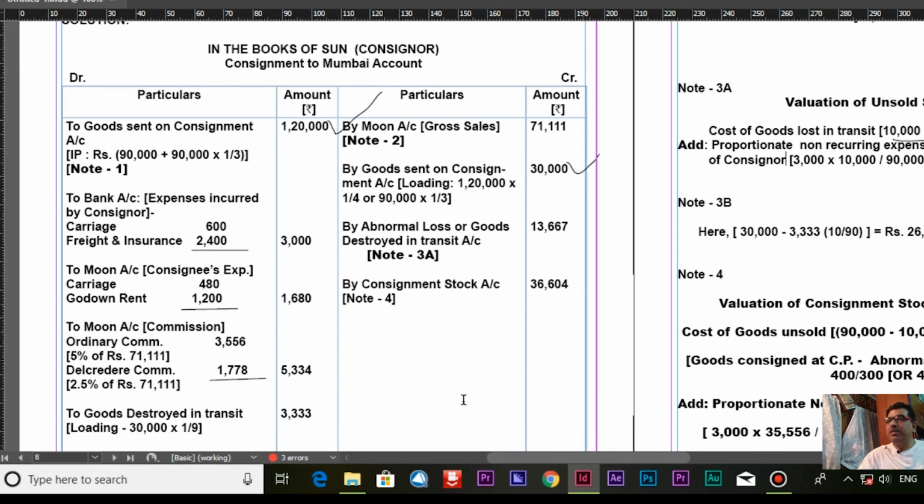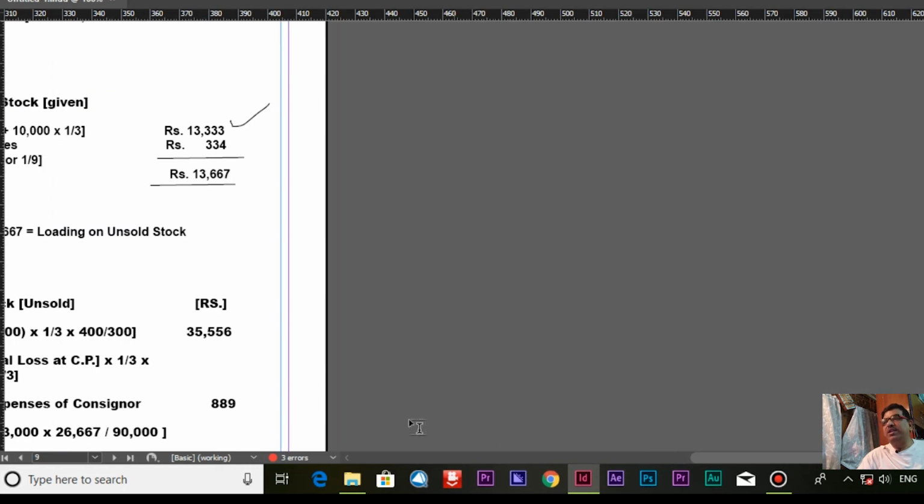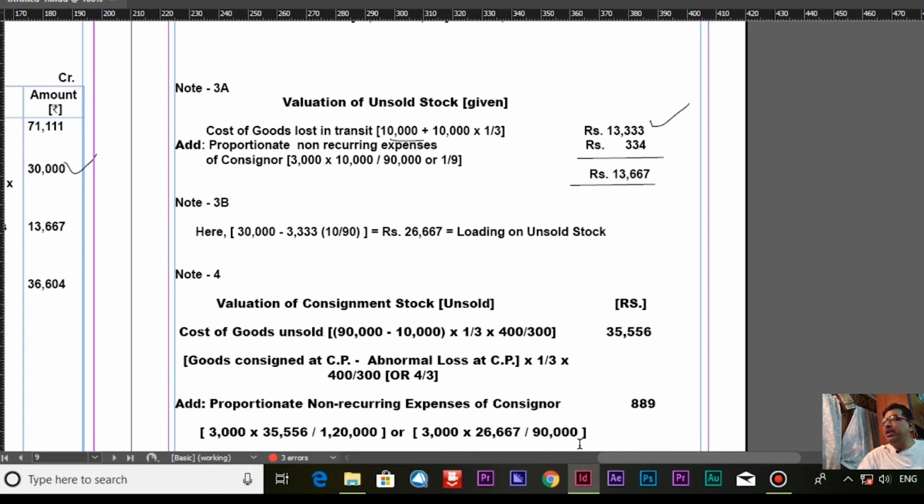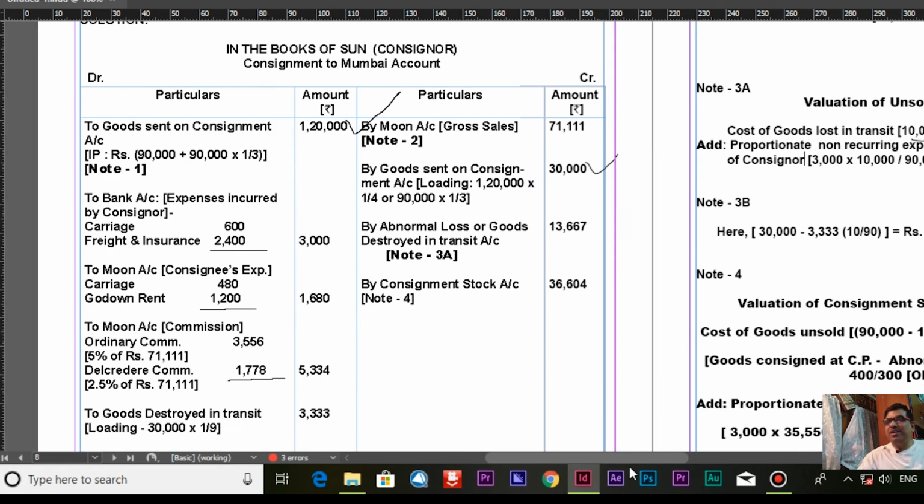I told you earlier that all the expenses of consignor are treated as non-recurring expenses. Therefore, the expenses of consignor were 3,000. Naturally, I have to come here with rupees 3,000, 3,000 into 10,000 divided by 90,000. Now, how did you get 10,000? Because abnormal loss at cost was 10,000 and 90,000 was the cost of goods consigned.